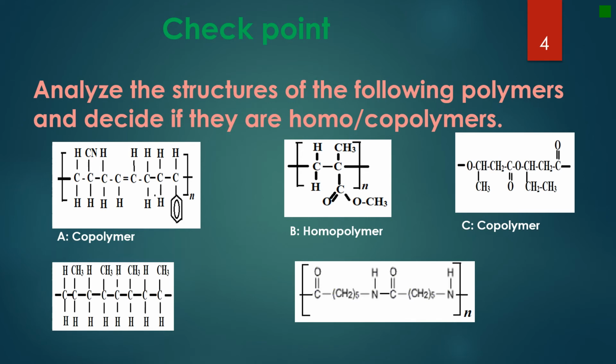The fourth one is also a homopolymer. It's an addition polymer that is made of propene monomers. The last one is a kind of homopolymer because we have one type of amino acid that repeats itself many times. It is a homopolymer, it's nylon 6.